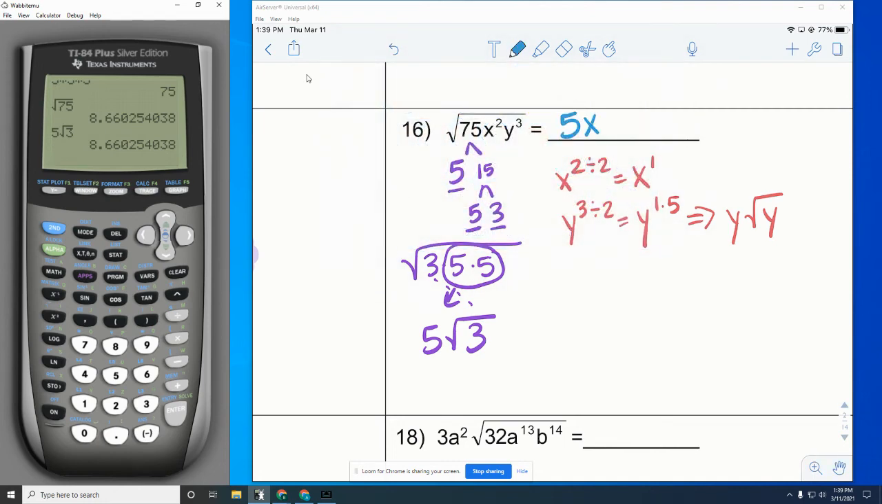Outside, I have a 5, an x, and a y. On the inside, I have a 3 and a y. Remember, if you have even exponents, you should not have any of those letters left under the square root. If you have odd exponents, there should be something left under the square root. If you have numbers under the square root, that means when you plugged in your original, it did not work out nicely.